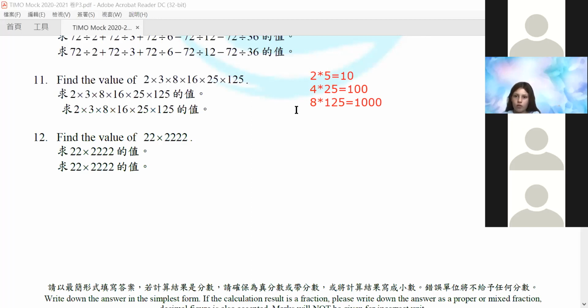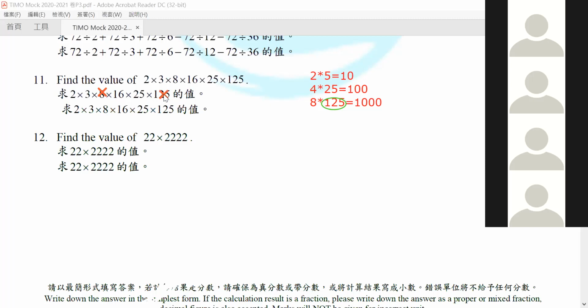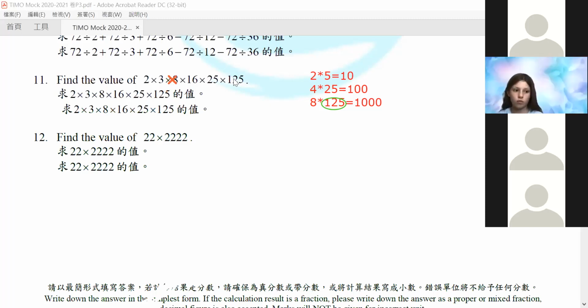Now in here, we see there are 125 there, right? And we have 8 here. We have 8, we have 125. So we can cancel it out. We don't need 8, we don't need 125, but we multiply them out by 1,000, because 8 times 125 is equal to 1,000, right?